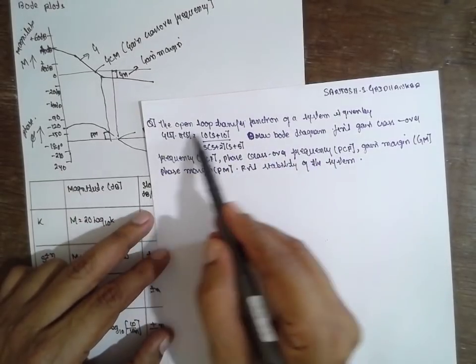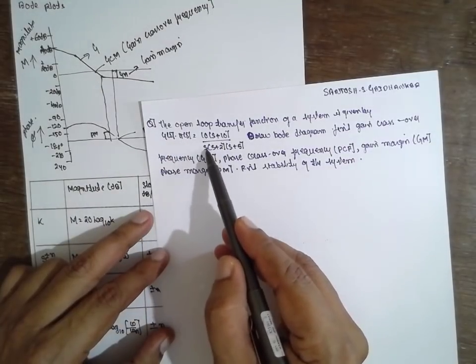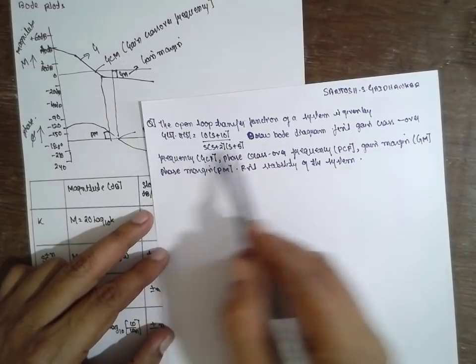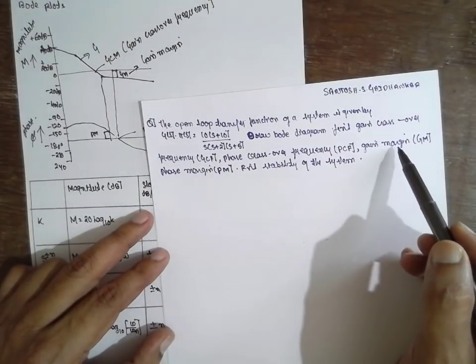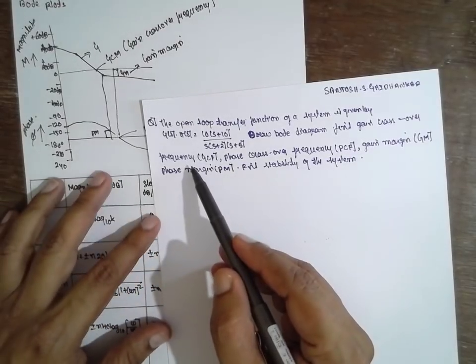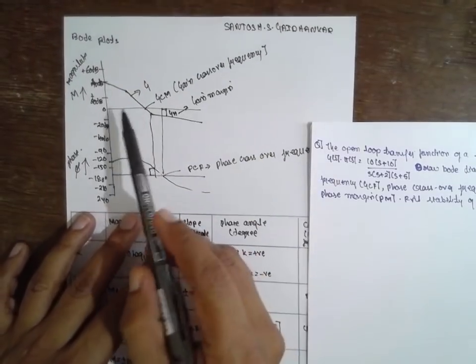This is the open loop transfer function, G(s)H(s) = 10(s + 10) / [s(s + 2)(s + 5)]. Here we have to find out the gain margin, phase margin, the stability, the gain crossover frequency and the phase crossover frequency. This is the basic diagram of the Bode plot.